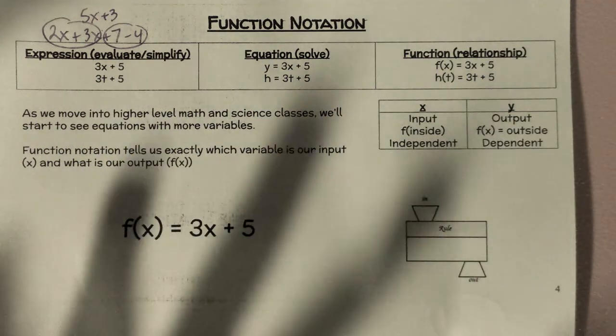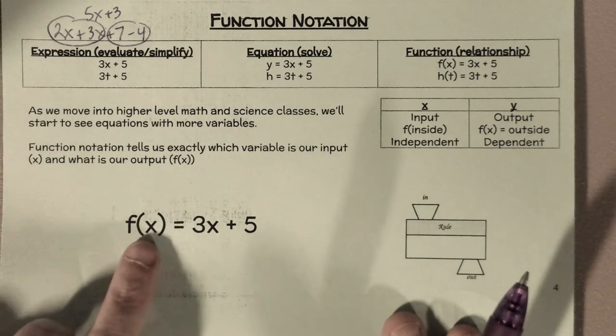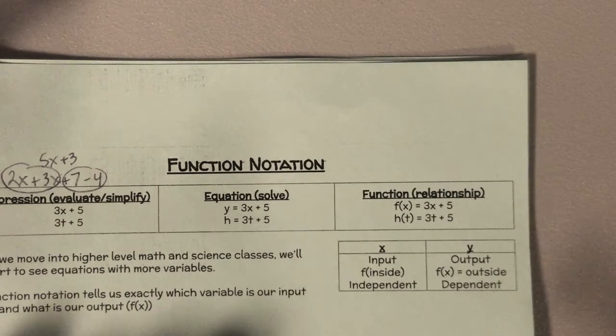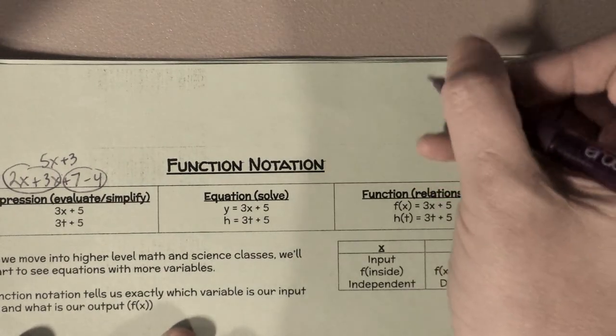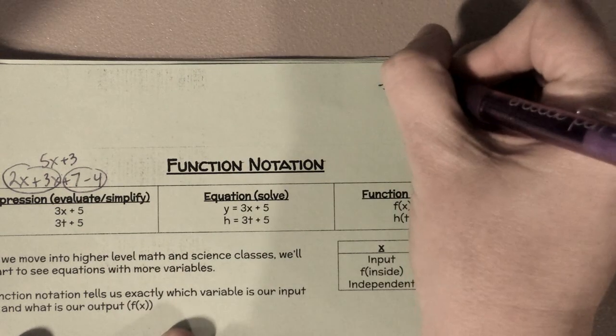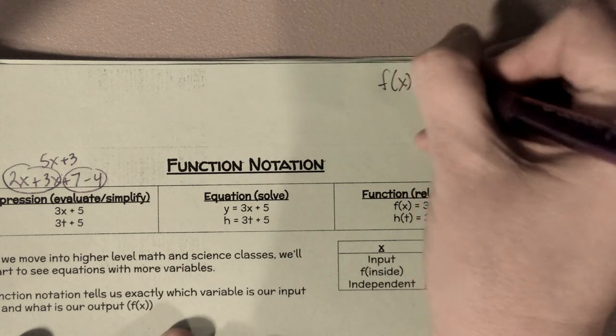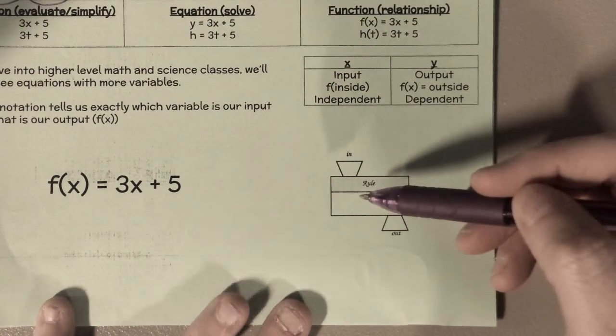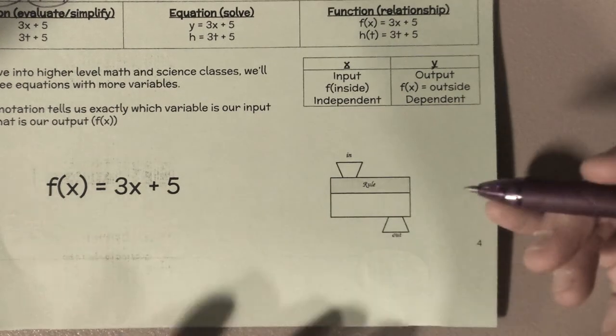Now let's get into it and talk about it. First of all, this expression f parentheses x is actually pronounced f of x. So f of x is the same thing as y. Let's talk about that a little bit in terms of this function machine. So we have f of x equals 3x plus 5.